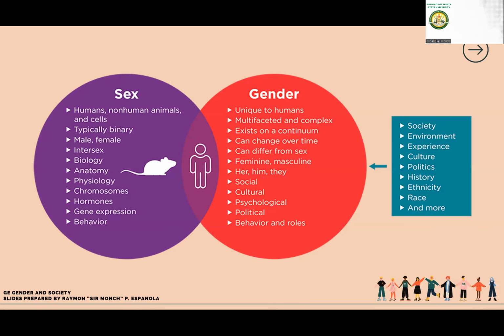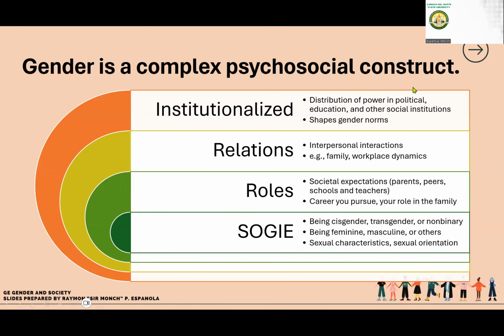And remember, in the box on the side, you can see here that society, environment, experience, politics, history, ethnicity, and other social factors can influence how we view gender, how we understand gender, how we perceive ourselves as gendered individuals. For you to have a better appreciation of that illustration, you can see here SOGIE, gender as an individual characteristic, as a human characteristic, is only part of a bigger conversation regarding gender.